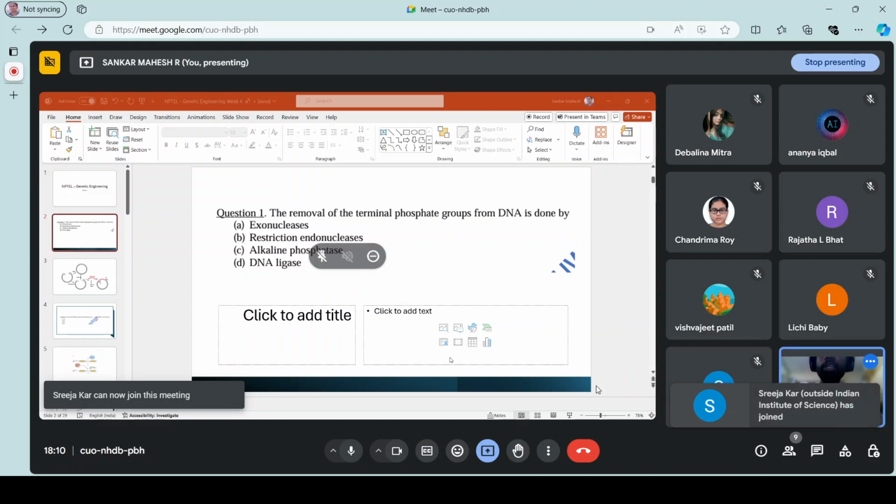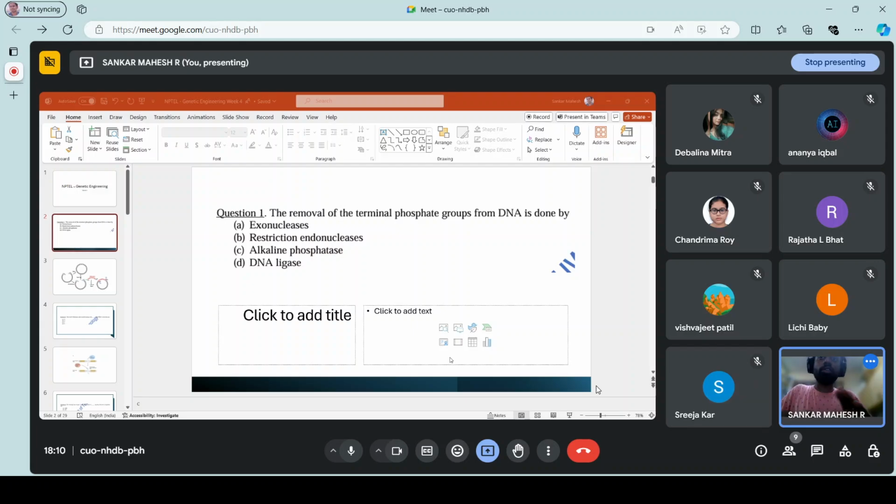In this week's problem solving session, we'll focus on the topics that were discussed in week 4 of NPTEL's genetic engineering course. To start with, the first question is: the removal of terminal phosphate groups from DNA is done by, and four options are given. Option A, exonuclease, followed by restriction endonucleases, alkaline phosphatase, and then DNA ligase.